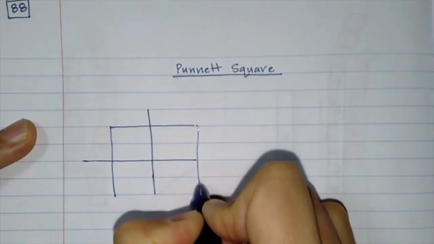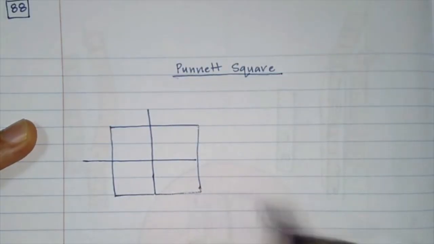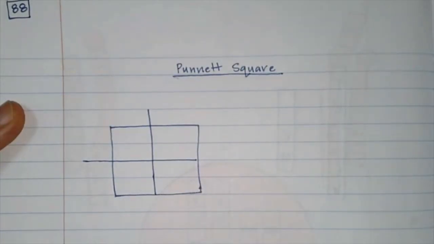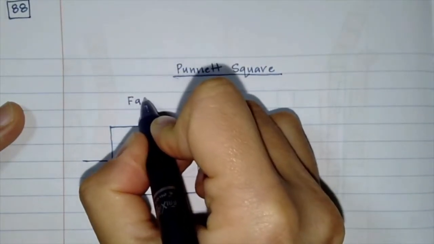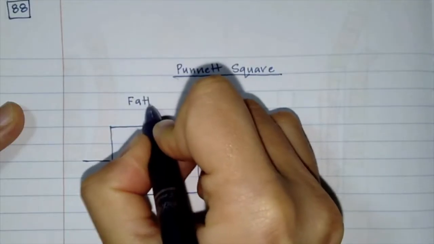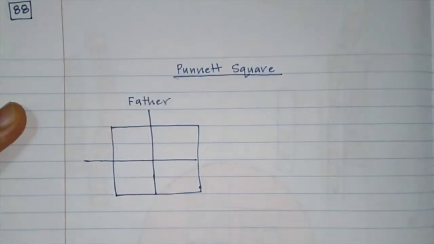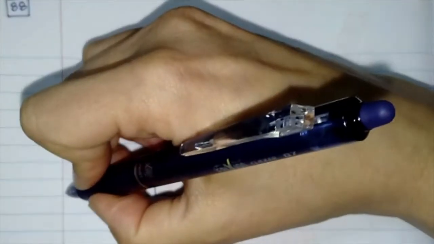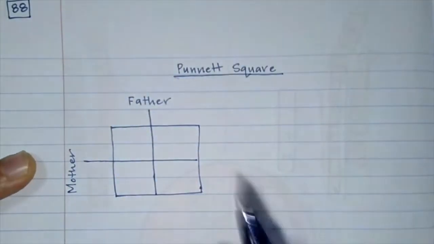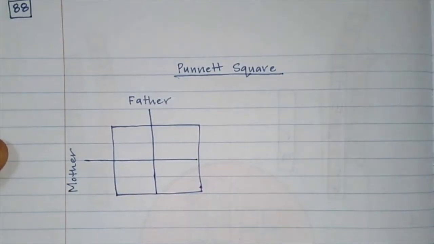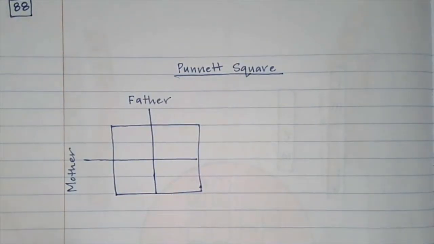With a box. And so what we're going to do is we're going to put the father's genes, or one parent's genes, on the top. And then we're going to have the mother's genes, or the other parent's genes, on the side. So if we know which is the father and which is the mother, we can set it up like this. But if we don't know, then honestly it doesn't really matter. You can put either in either position.